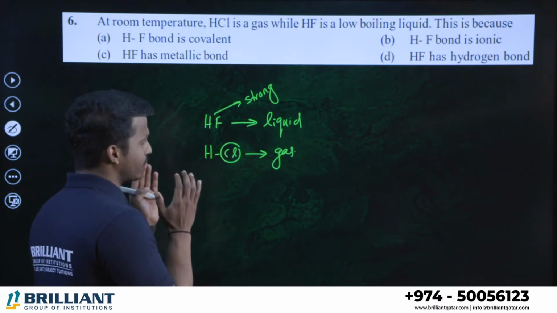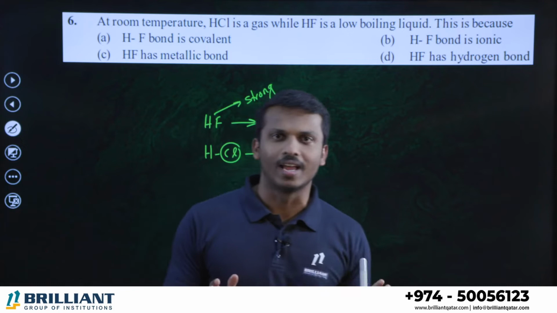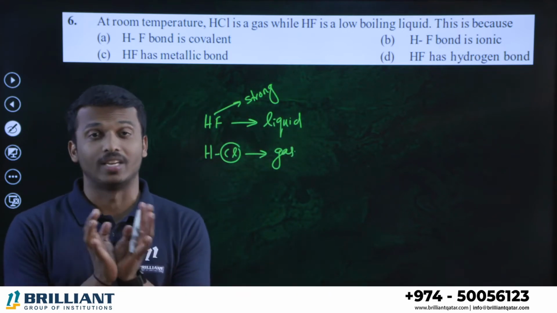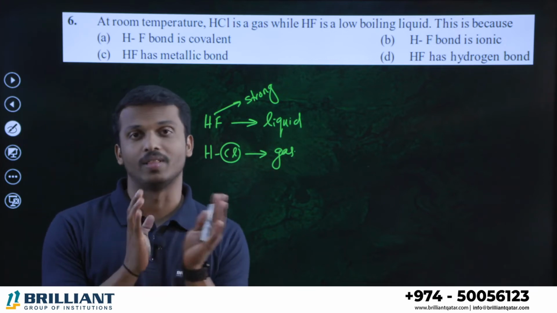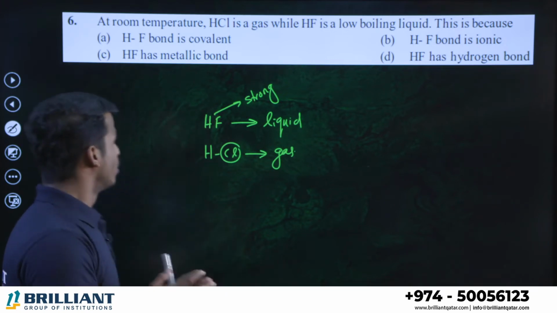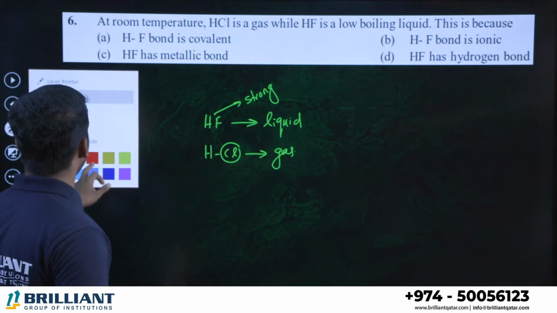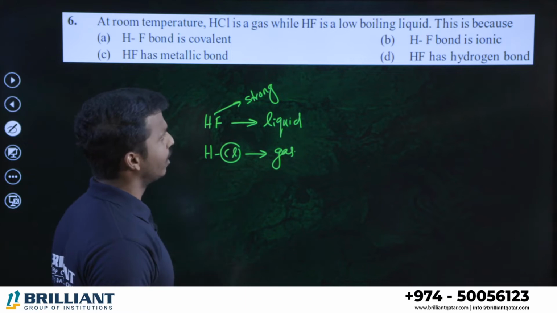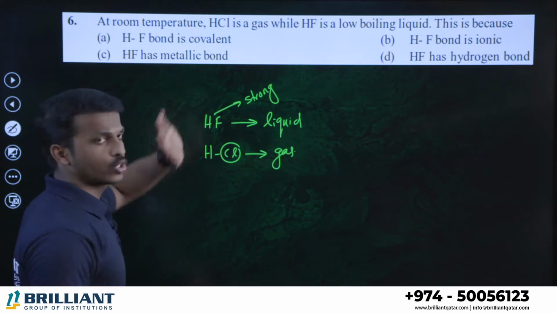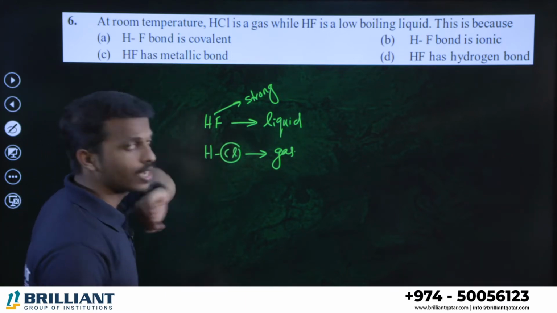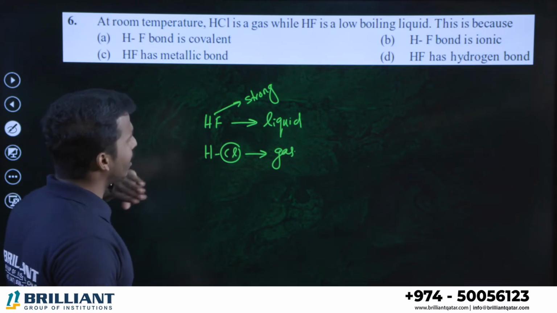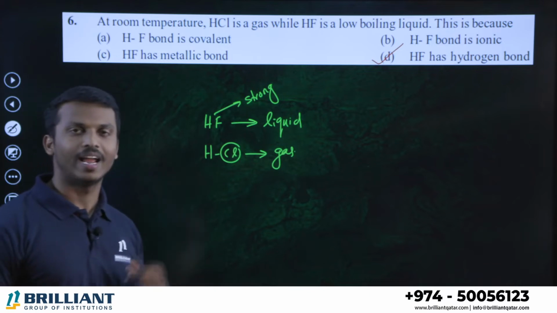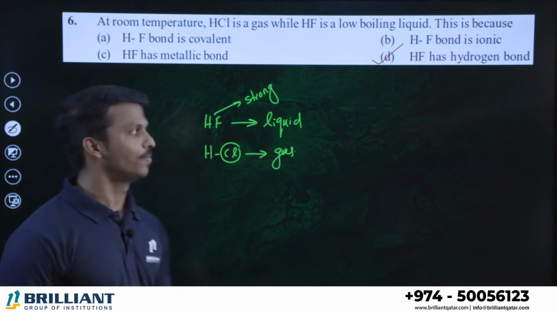Alright. So if a substance wants to exist in the liquid state, majority of the time the answer will be that they have a greater intermolecular force of attraction between the species. Alright, so here the answer is what? At room temperature, HCl is a gas while HF is a low boiling liquid. Is this because HF bond is covalent? No. HF bond is ionic? No. HF has metallic bond? No. HF has very strong hydrogen bond. Because of that, HF is liquid, HCl is gas.